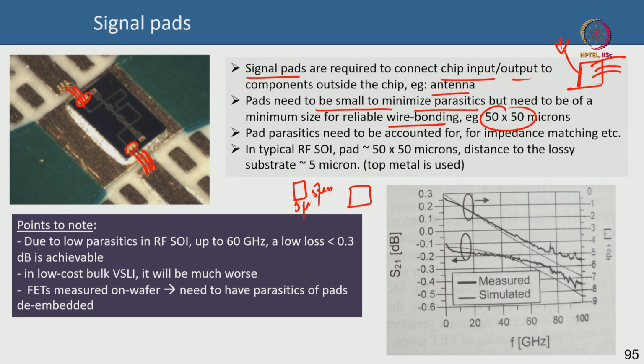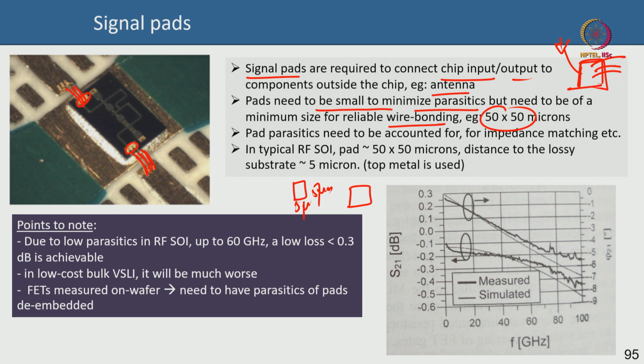So you need a typical minimum dimension, so you have to live with that, because whenever you have these pads, the pad is a part of the testing environment. You need to account for that parasitics when you are actually designing, or you have to de-embed that if you are not using a pad.